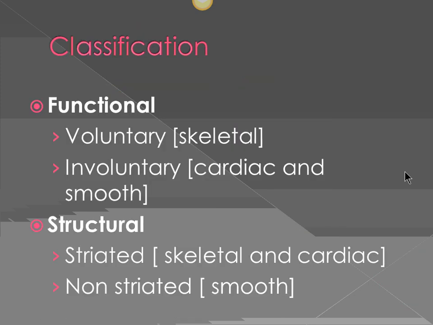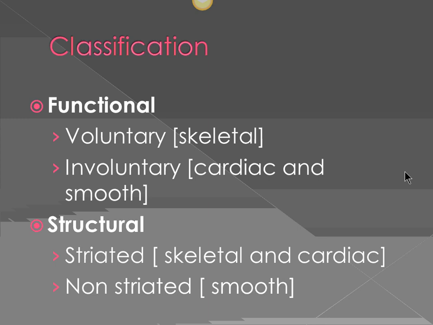So let's first begin with how we classify muscle. Again, like everything else we've been doing before, we classified bones, we classified tissues. So now we classify muscles, and we classify them in two ways. One is a functional classification, and that's based on whether it's under your control or it's not. So when it's voluntary, then we call it skeletal muscle.